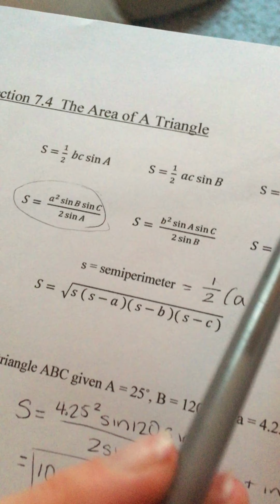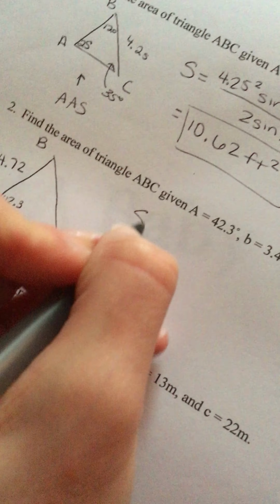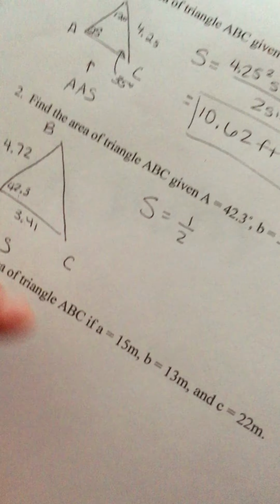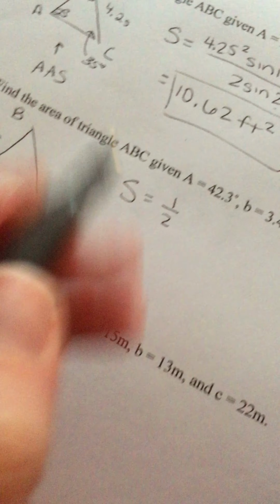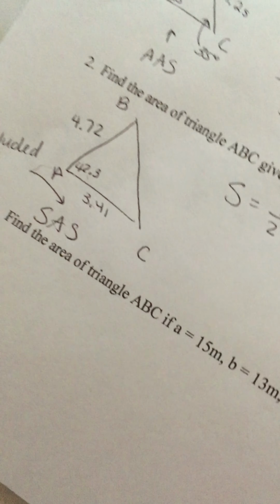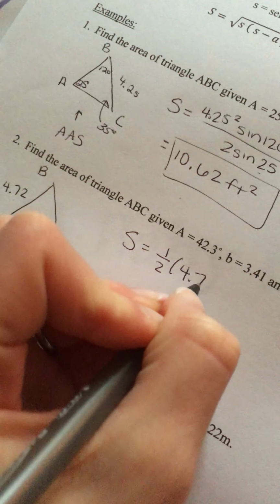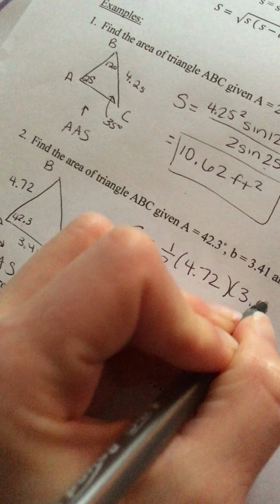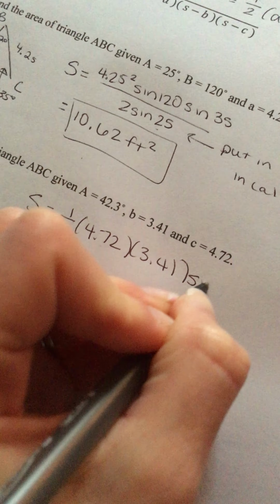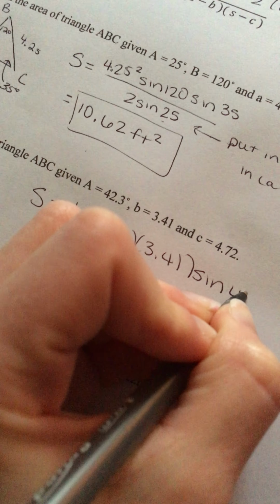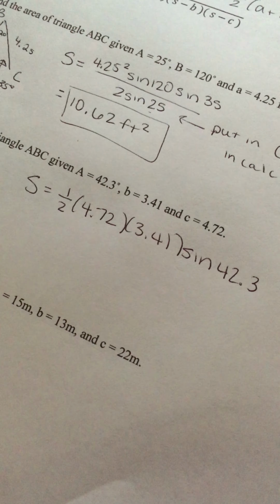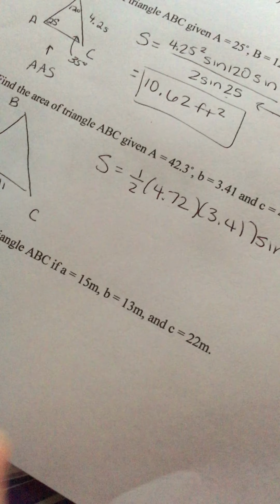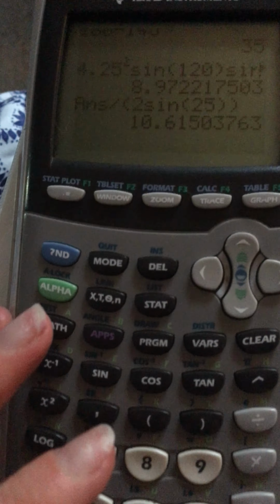All right, so we're going to use these first set of formulas, which I'm just much more comfortable with in general. So here's how it works. It's 1/2, and then once again, we're not going to find stuff we don't need. So it's 1/2 these two sides times each other, so 4.72 times 3.41, and then times the sine of the angle between them, 42.3. Much easier to use, not very clumsy like the previous one.